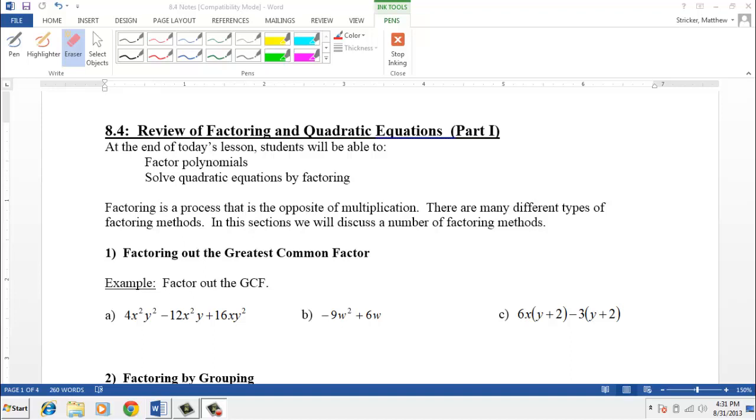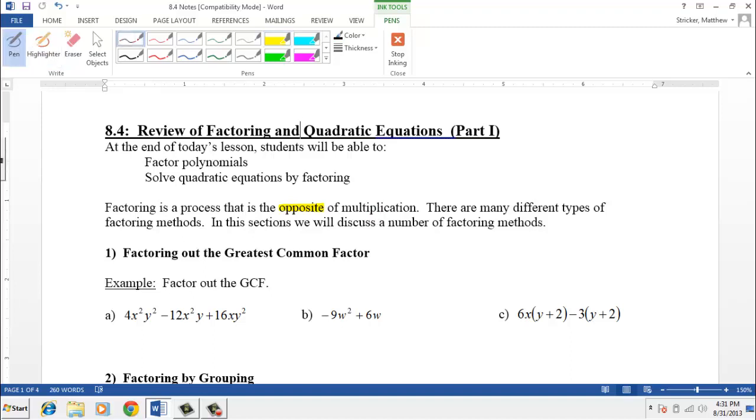And the first thing I just want to remind you of is that factoring is just a process that is the opposite of multiplication. There are many different types of factoring methods. There's factoring out the greatest common factor, factoring by grouping, factoring trinomials. There's lots of different ways to factor. We're going to touch on each of those in this section as we review the process of factoring.